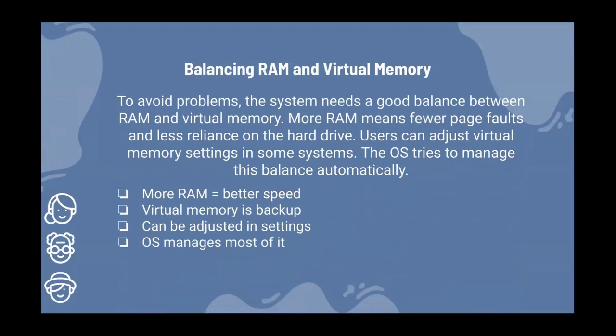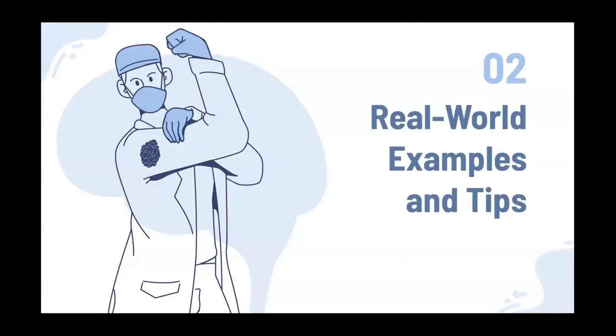So, balancing RAM and virtual memory. To avoid problems, the system needs a good balance between RAM and virtual memory. More RAM means fewer page faults and less reliance on the hard drive. Users can adjust the virtual memory settings in some systems, but the OS tries to manage this balance automatically. More RAM means better speed. Virtual memory is backup. It can be adjusted in settings, and the operating system manages most of it.